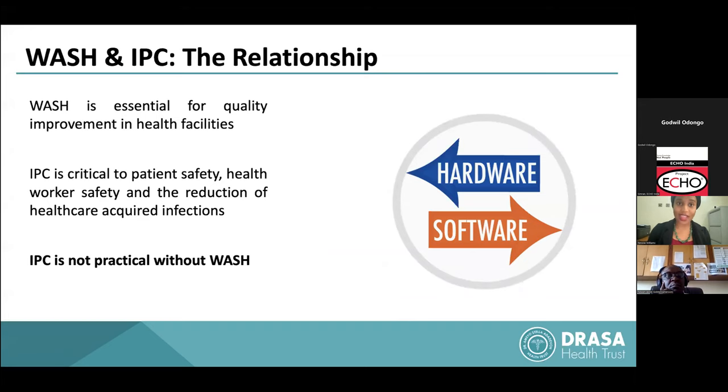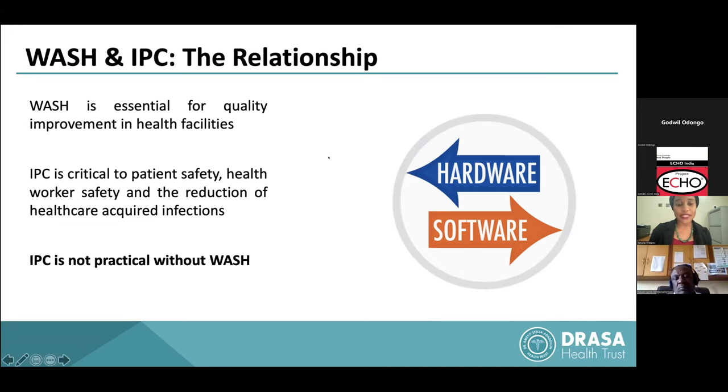WASH is the hardware and IPC is the software. So IPC is not practical without WASH. You want to do an IPC program in your facility and improve hand hygiene by 30%. So that's an IPC program. But you don't have a WASH program providing the sink and the clean water and the wastewater disposal for the hand hygiene to be practiced. So without the physical infrastructure of the sink and the toilet and the clean water, you can't practice your IPC.